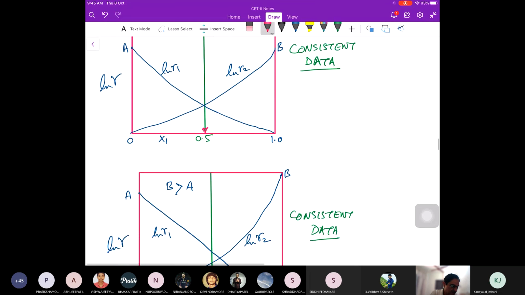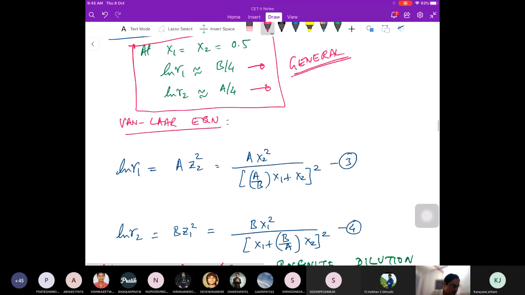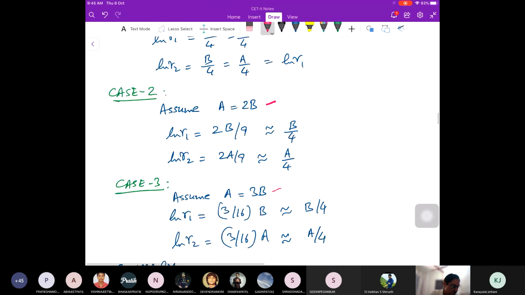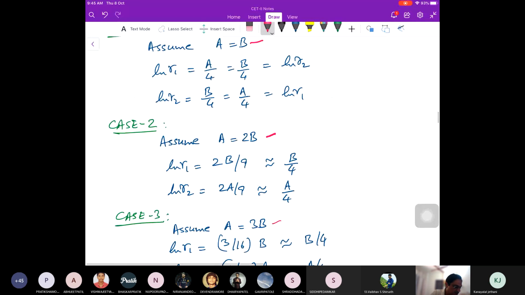Now if b is greater than a, what we saw, right? B is greater than a, where was it? Here b is less than 1, but okay, it doesn't matter.